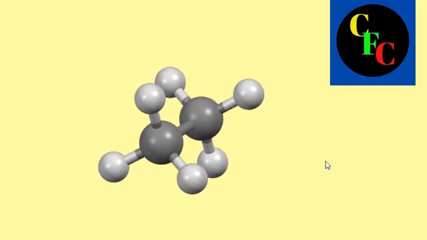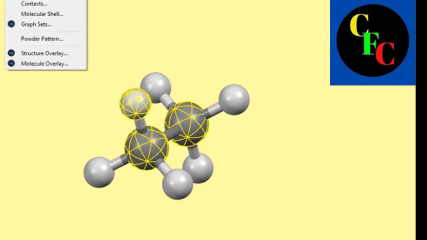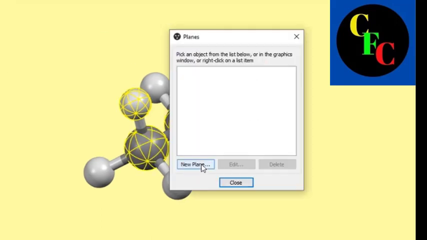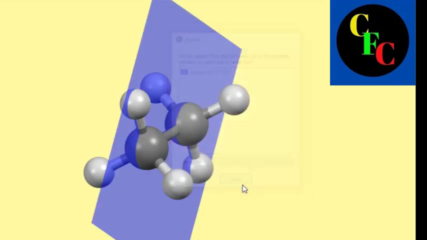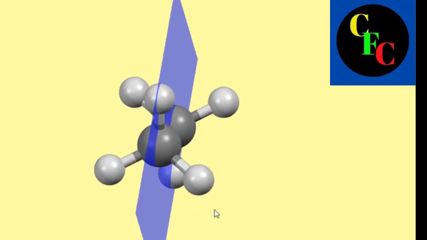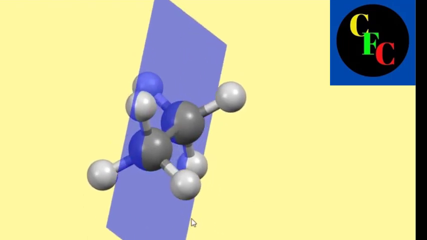dihedral planes. Now, let me select these three atoms: two carbons and this hydrogen. Now I will construct the plane that consists of these three atoms. Calculate planes, new plane. Okay, so it's blue in color. So we have this blue plane that carries these three atoms.